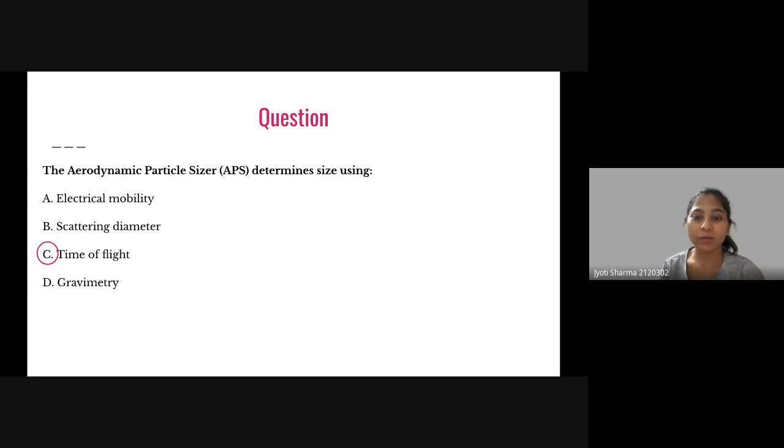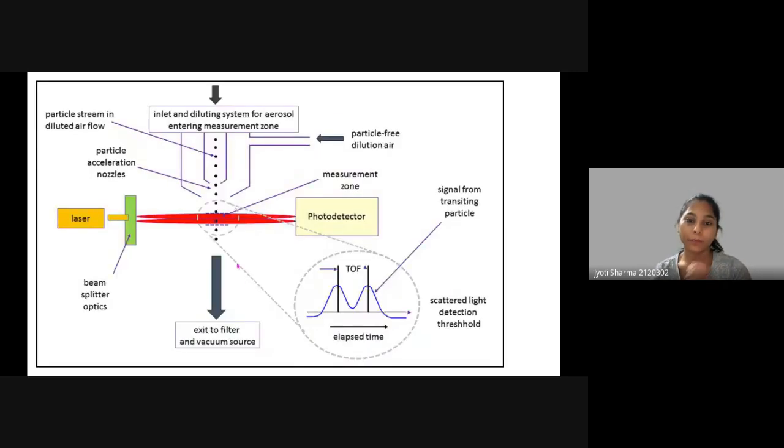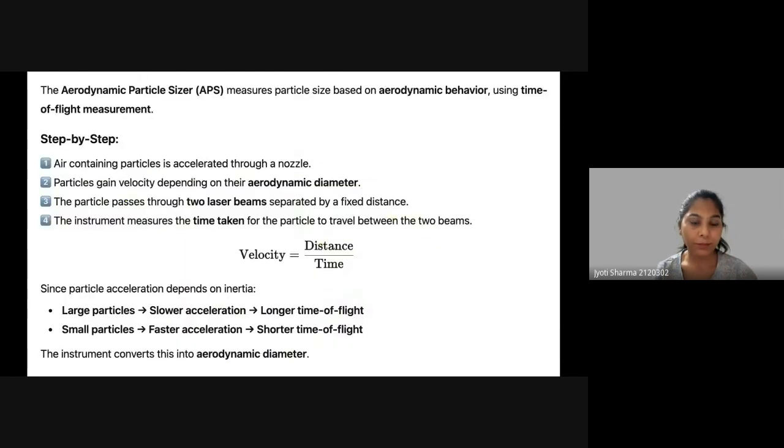So what do you mean? Do you know what is time of flight? So the principle of this aerodynamic particle sizer is based on the time of flight. What is this time of flight? So okay, let me show you. I think you can read from here.